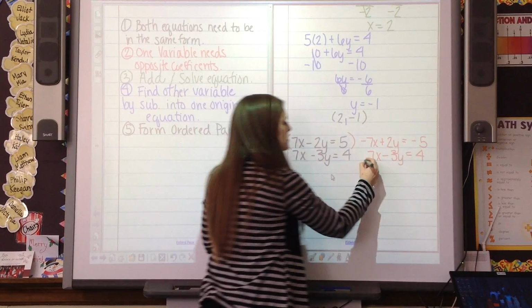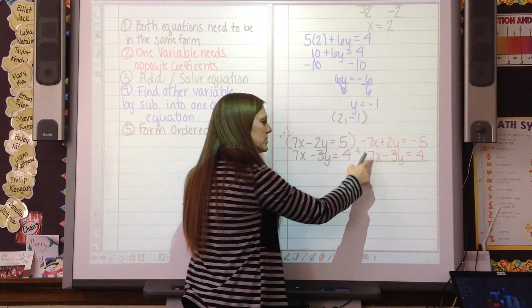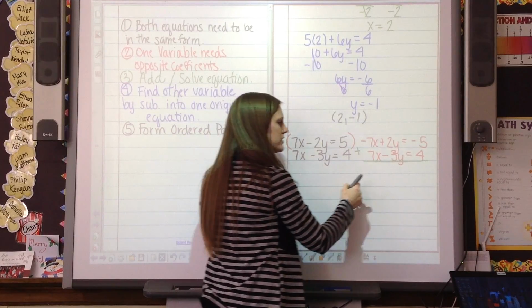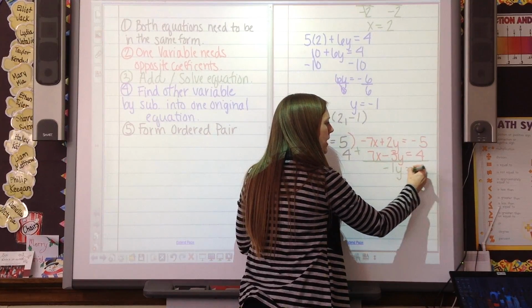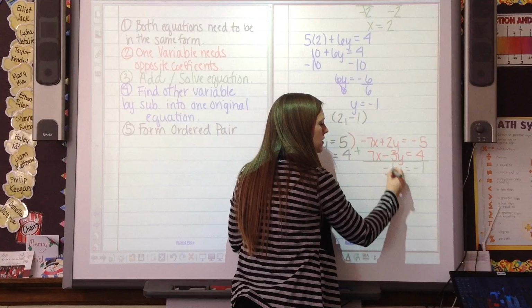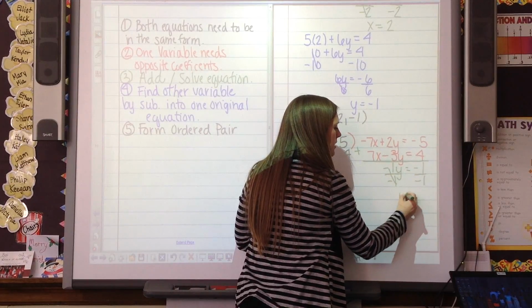and move on to the third step, which is adding. Opposite coefficients cancel out, so I have no x's. I have negative 1y equals a negative 1, so y equals 1.